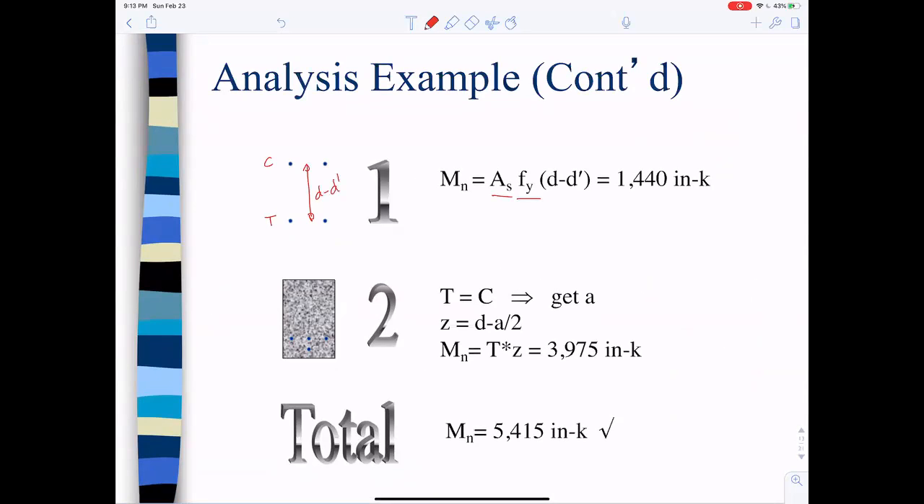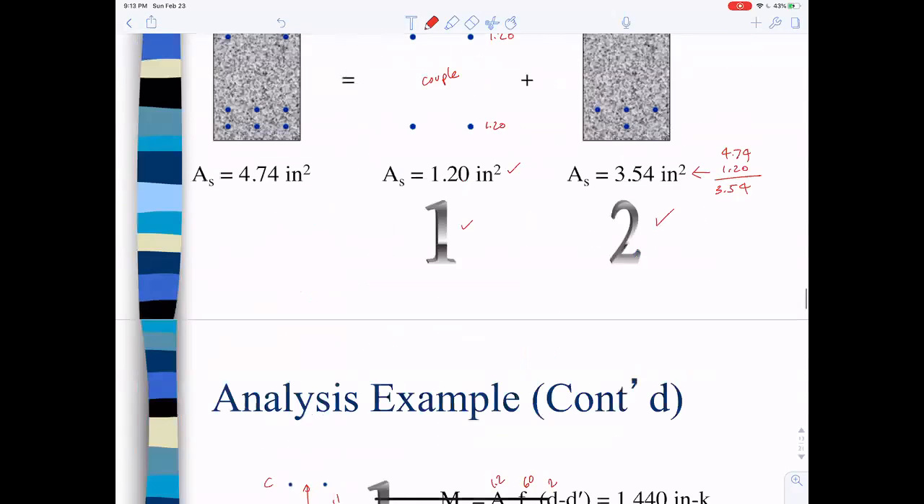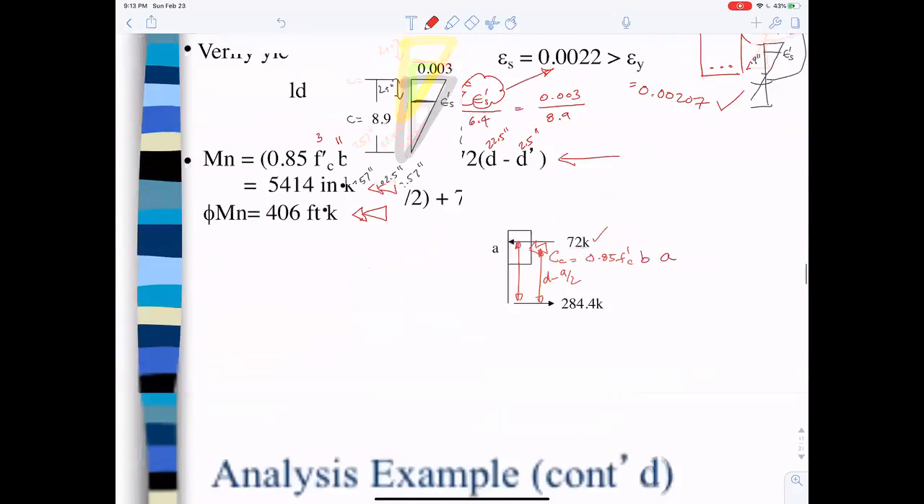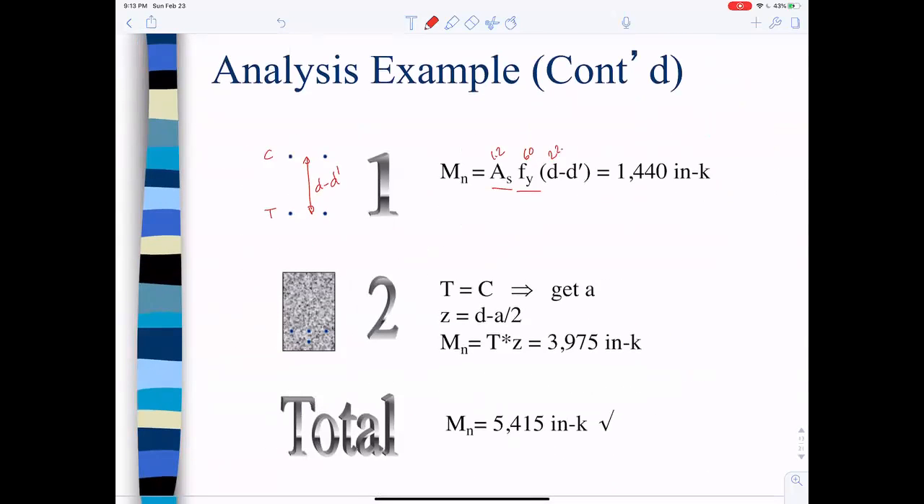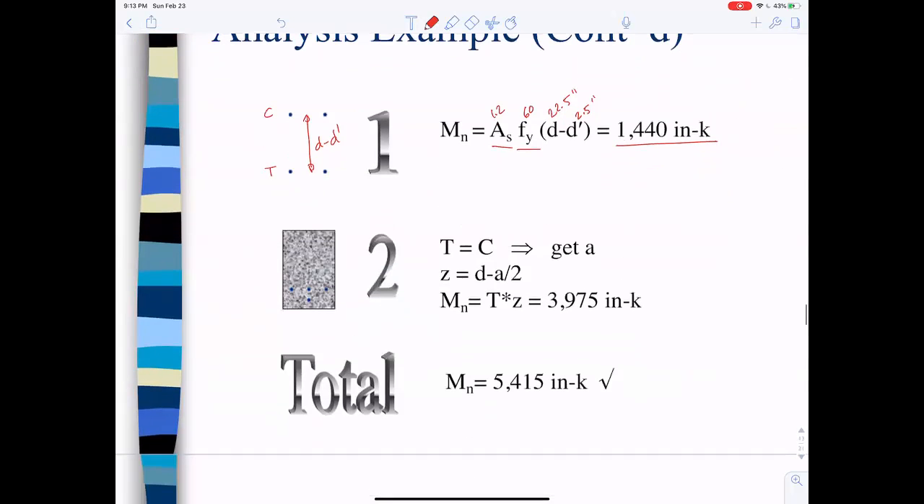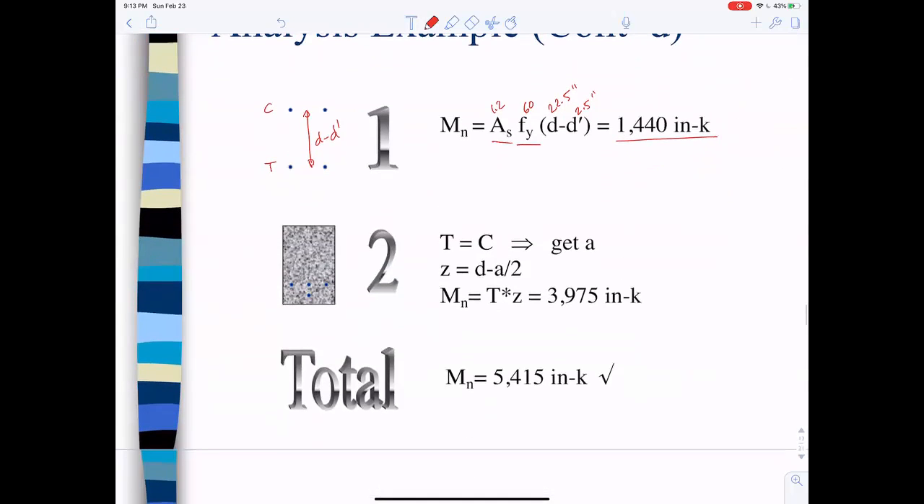We went over that in the previous example. So that's 1.2, that's 60, that was 22 and a half minus 2.5, and you get 1440 kip inches. Okay, and so I'm going to skip the details. You know how to do this.